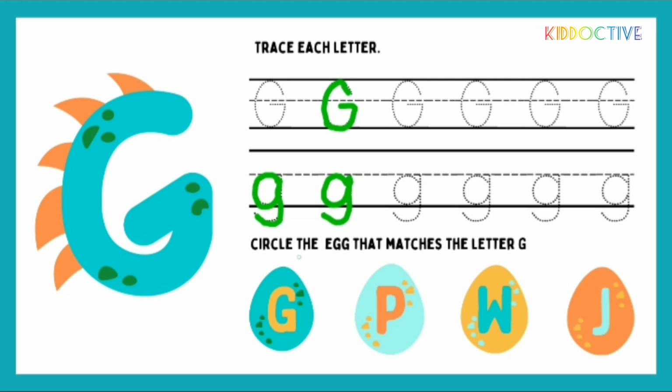Okay. Now tell me, circle the egg that matches the letter G. Which letter looks like letter G? This is the letter G. Very good.